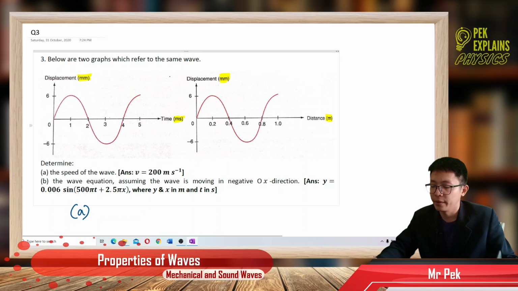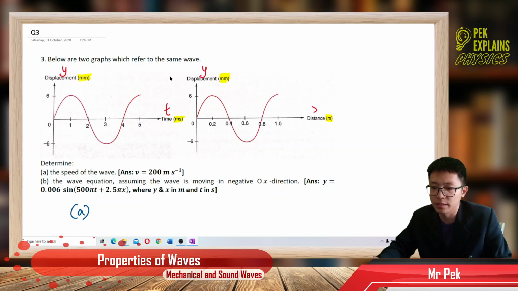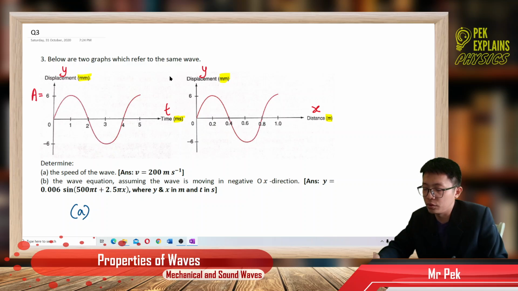So first of all, what information can we extract from this graph? This is a displacement versus time graph. This is the displacement versus distance graph. So we know that for both graphs, you can find the amplitude. This is actually the amplitude.